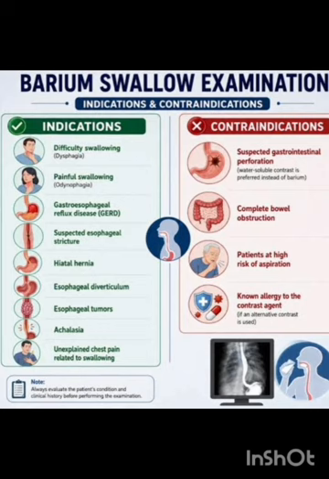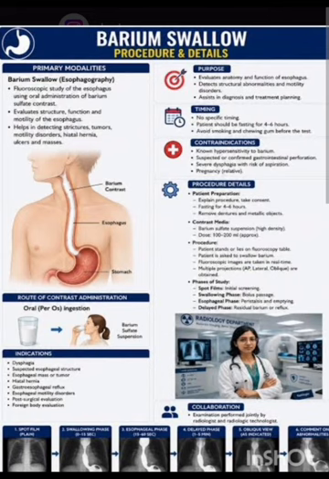Fluoroscopy unit with a tilting table attached with the image intensifier or spot film device, high speed cassette. Thin density of barium sulfate suspension for single contrast study. Thick density is for double contrast study. Effervescent powder is used. It is a gas producing agent. It is used for the double contrast study.